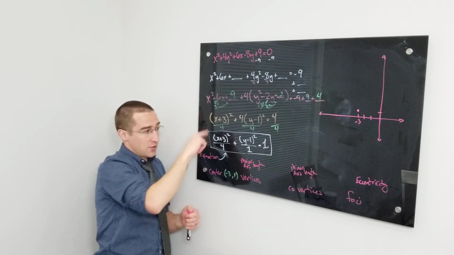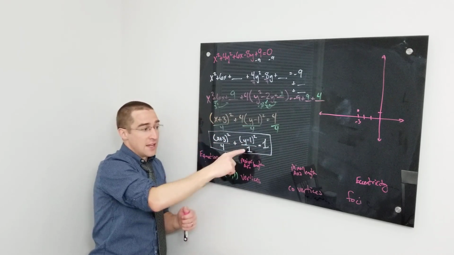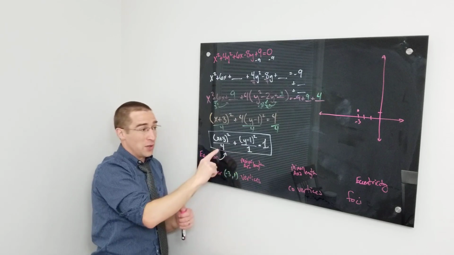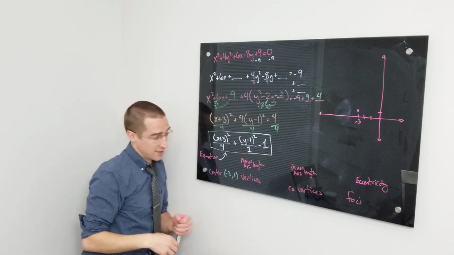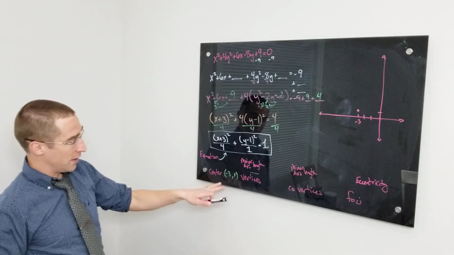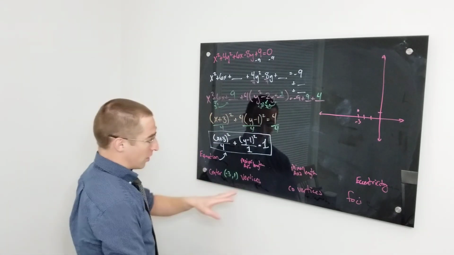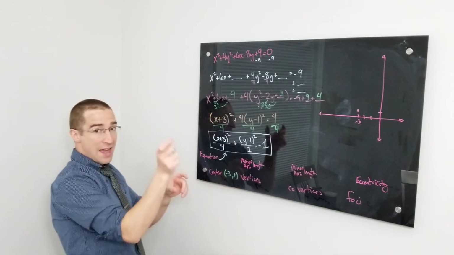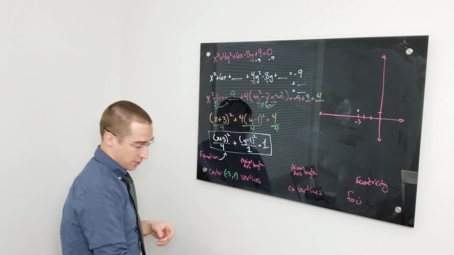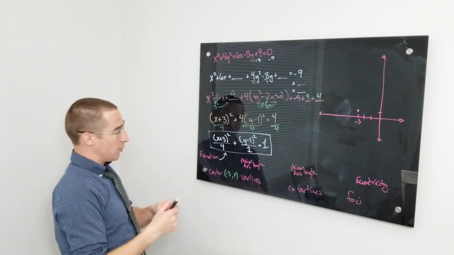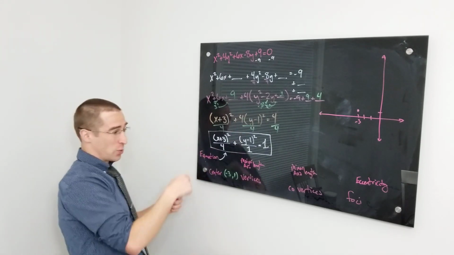So this tells me that it has a horizontal major axis. If it was a 4 here and a 1 there, it would have a vertical major axis. Okay, so now we've got our center. We want to find our vertices and our co-vertices. Remember, our vertices are going to be a away from the center. Now here, this 4 is our a squared.